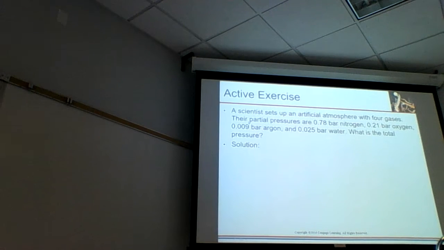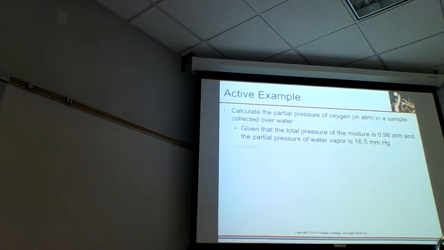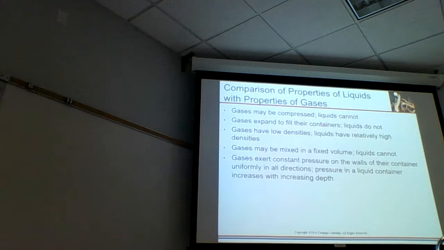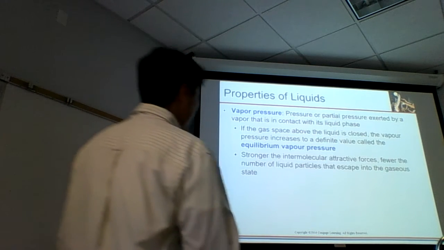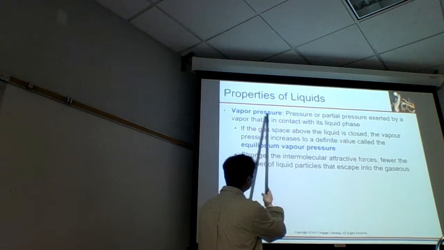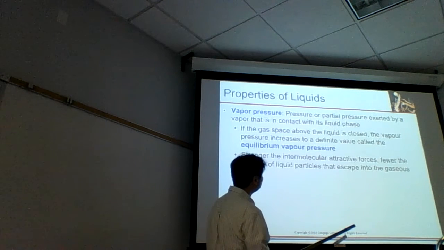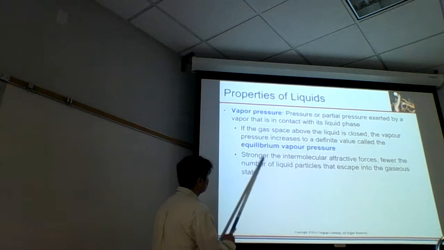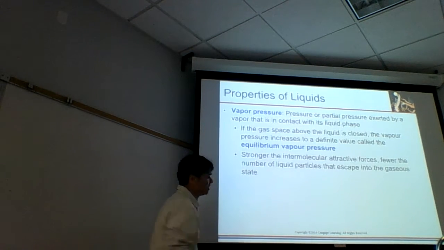So we looked at some properties already, but I'm going to come back to these properties in a minute. Vapor pressure. Vapor pressure is just how easily it evaporates. So, for example, if something has a very high vapor pressure, it evaporates easily. Therefore, it gets lots of liquid molecules in the gaseous state, creating a lot of pressure. So that's vapor pressure here.